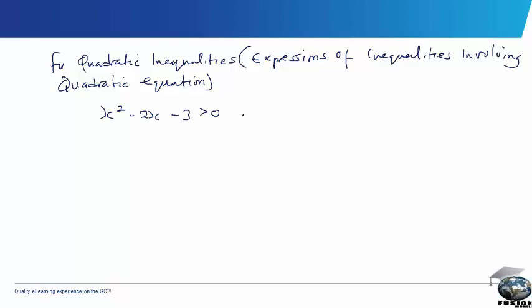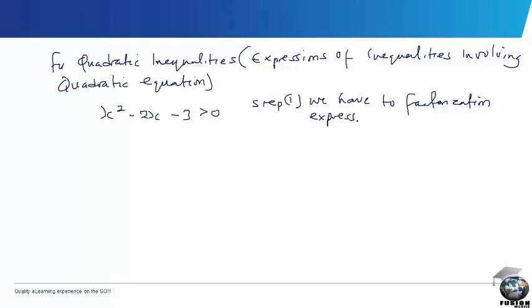What we have to do first is to factorize. Step 1, we factorize the expression. I believe we must have done factorization of quadratic equations. For this purpose, you may like to refer back to your quadratic equations by factorization. If we carry that out, when we factorize, we have x plus 1 and x minus 3 greater than 0.